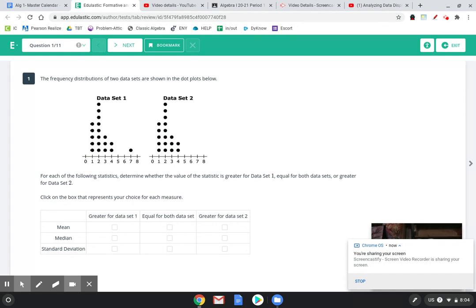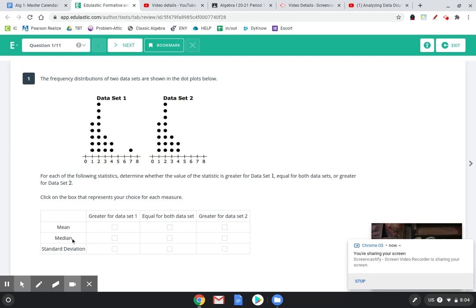Number 1 says the frequency distributions of two data sets are shown in the dot plots below. So we have data set number 1, data set number 2. It says for each of the following statistics below, determine whether the value of the statistic is greater for data set 1, equal for both data sets, or greater for data set 2. So it's asking you to click one of these. Is the mean greater for the first data set, greater for the second data set, greater for the first, equal for both, or greater for the second?